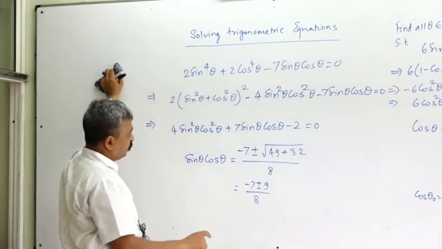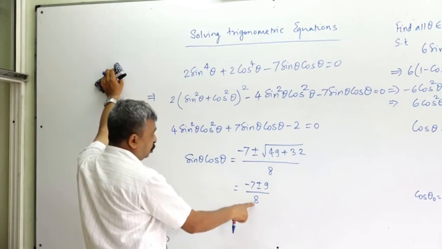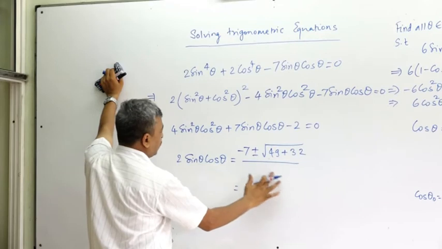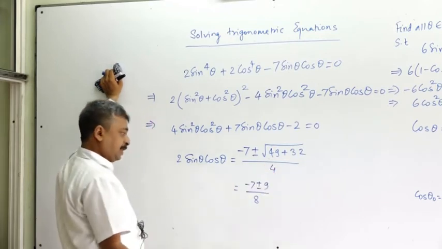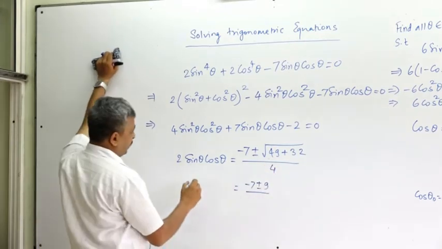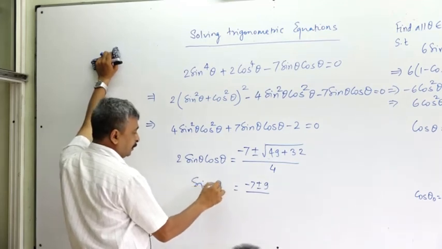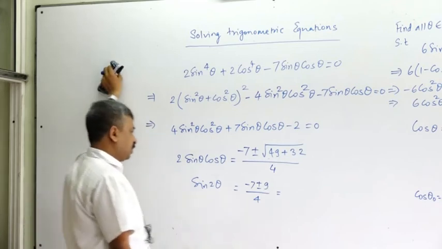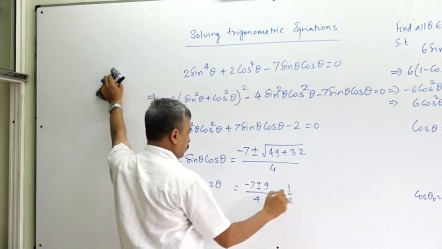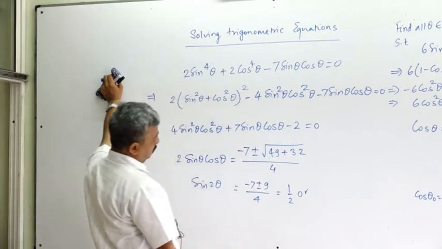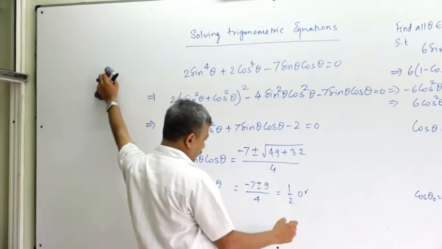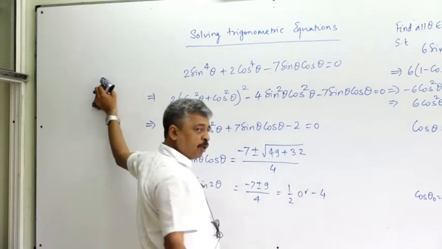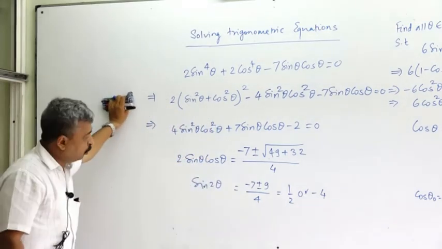Therefore, let me pull 2 from here to the LHS. Therefore 2 sin theta cos theta is equal to this, right? And therefore I can say sin 2 theta is equal to, taking plus 9, half, or taking minus 9, 16 by 4, minus 4. So sin 2 theta is equal to minus 4, no solution. We need not worry about it.